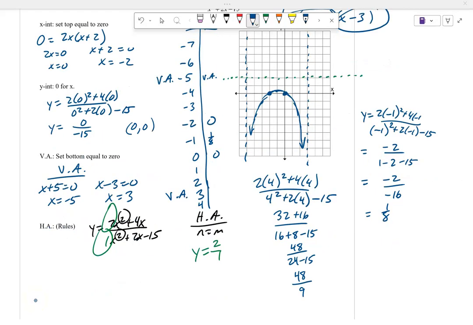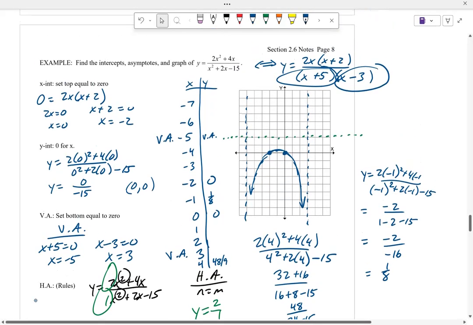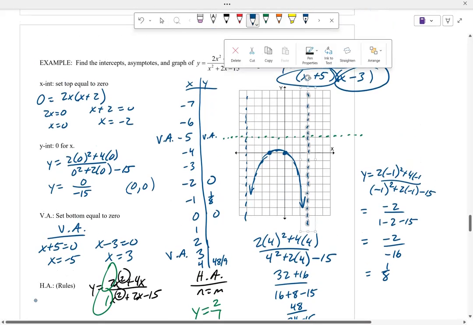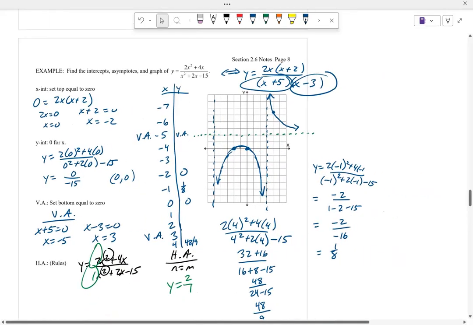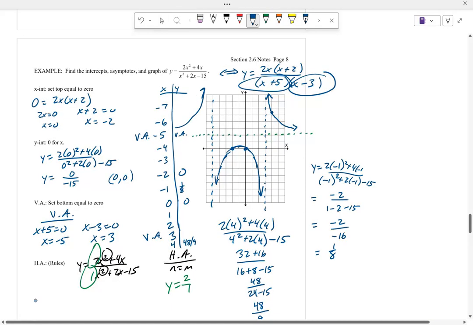So it ends up being 48 over 9, which is 5 and, what is that, 5 and a third. So 4, 1, 2, 3, 4, 5 and a third, about right there. Anyways, I could throw in some more points. You can kind of see that over here. I'd throw in some other points, so you're going to see that over there as well. It'd be nice to throw in like -6, -7, and so on.